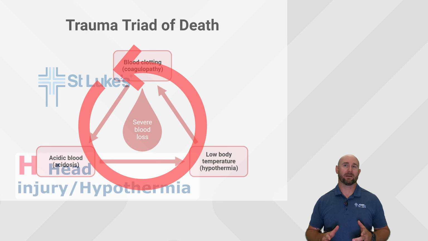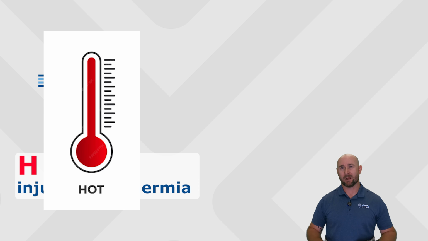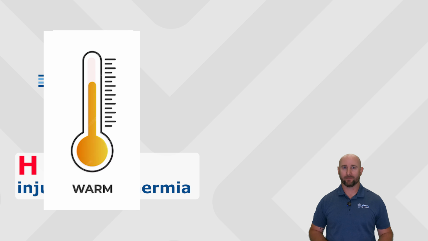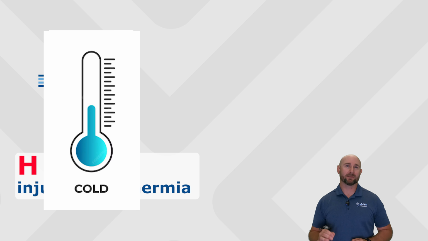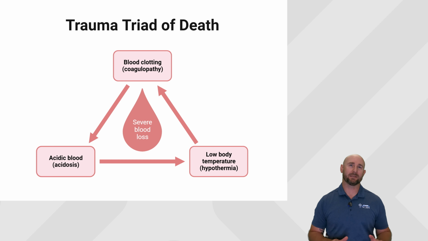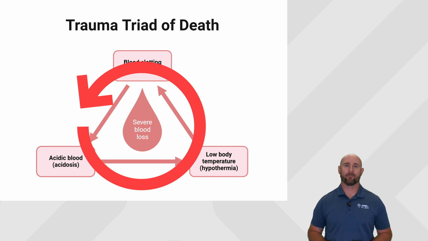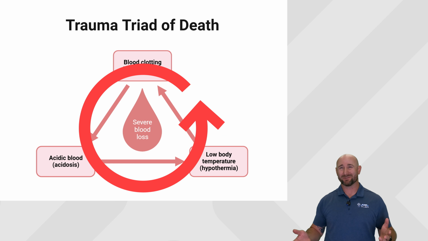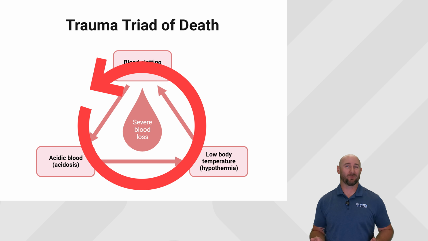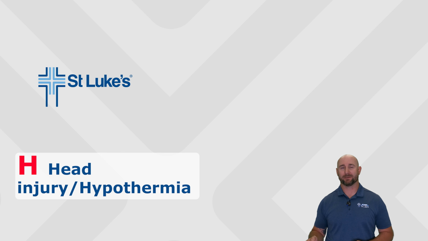Here's why hypothermia matters. As body temperature drops, coagulation slows down. The chemical reactions that allow blood to clot are temperature dependent, and colder temperatures impair both the humoral coagulation cascade and platelet function. This leads to continued bleeding, worsening shock, and further temperature loss. What's more, most lab tests for coagulation are performed at normal body temperature, so they may not even reflect the true severity of coagulopathy in a hypothermic trauma patient.